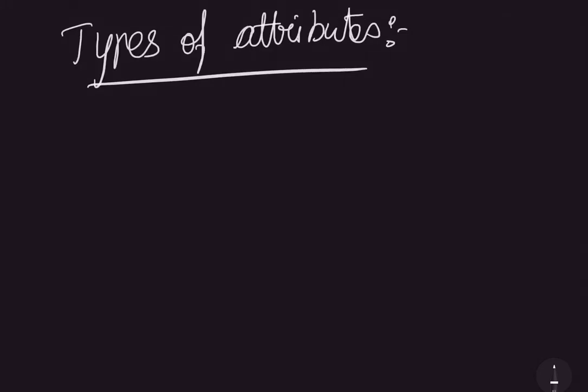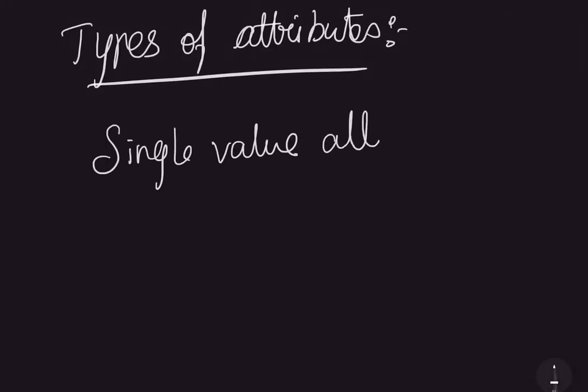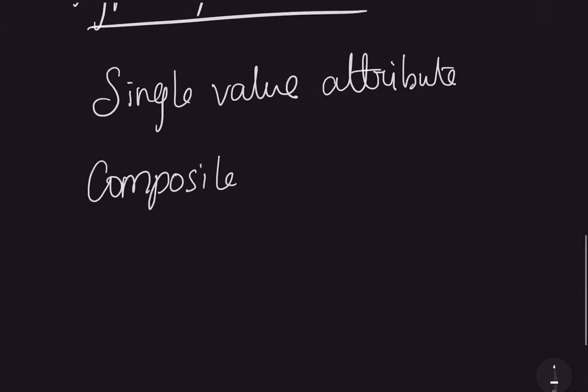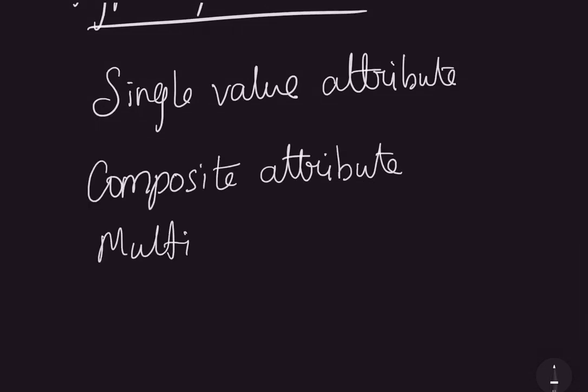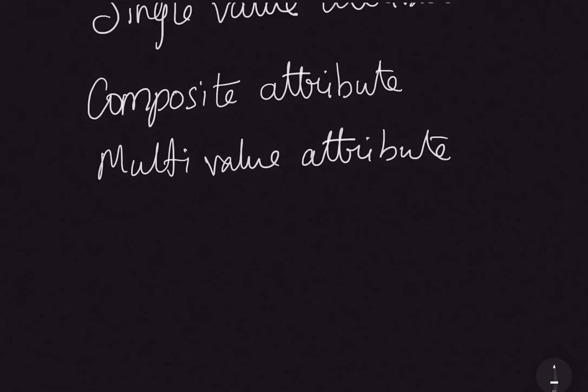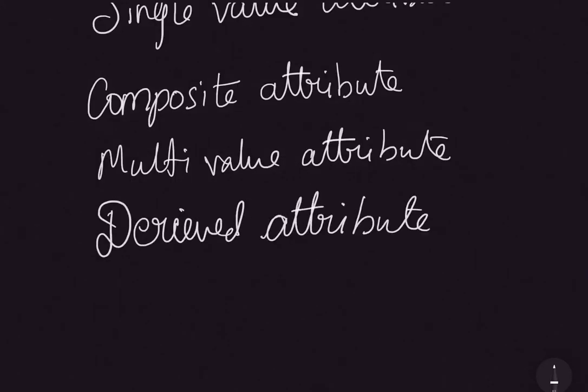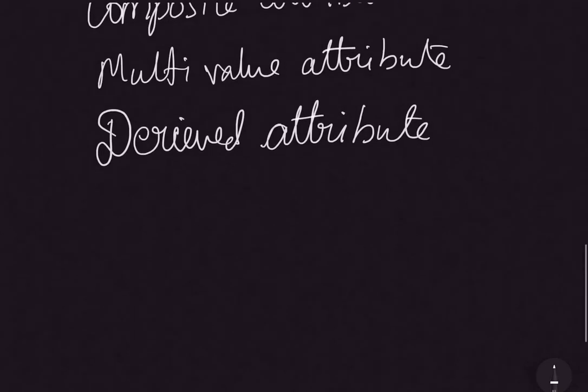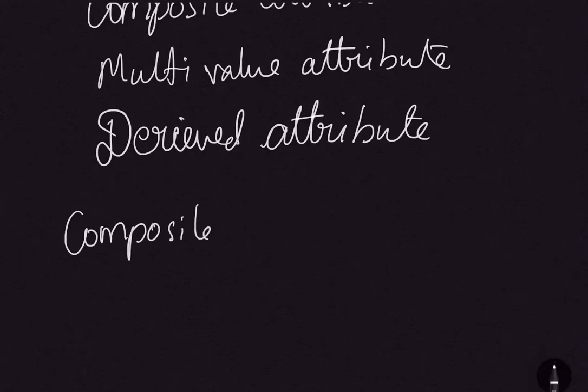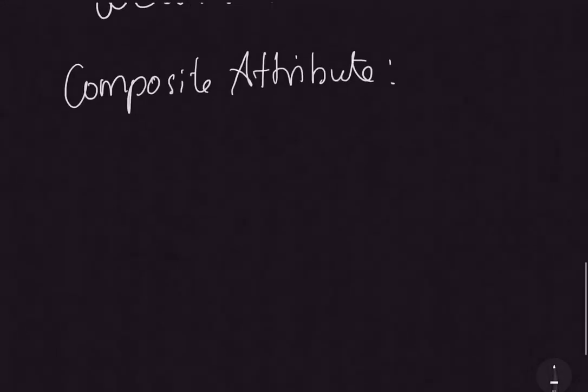Types of attributes. Single valued attribute, composite attribute, multi-valued attribute, and derived attribute. Composite attribute. Different components compose to form an attribute is a composite attribute.